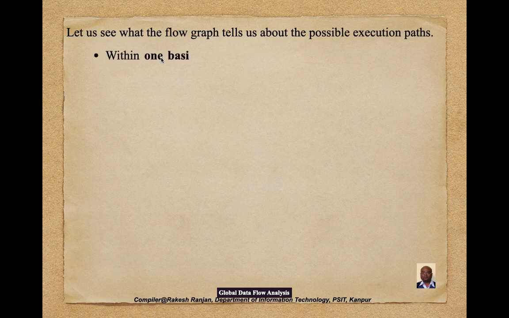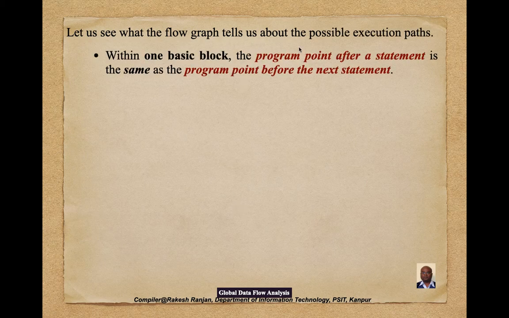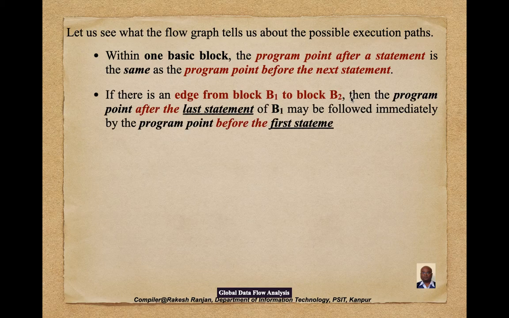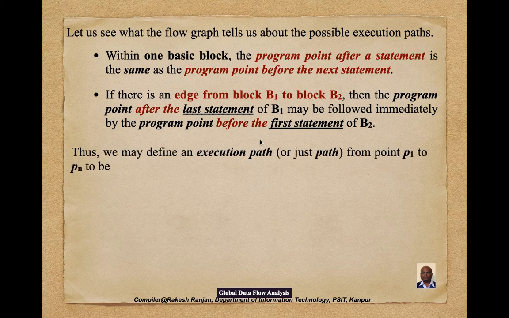Let us see what the flow graph tells us about the possible execution paths. Within one basic block, the program point after a statement is the same as the program point before the next statement. If there is an edge from block B1 to block B2, then the program point after the last statement of B1 may be followed immediately by the program point before the first statement of B2.